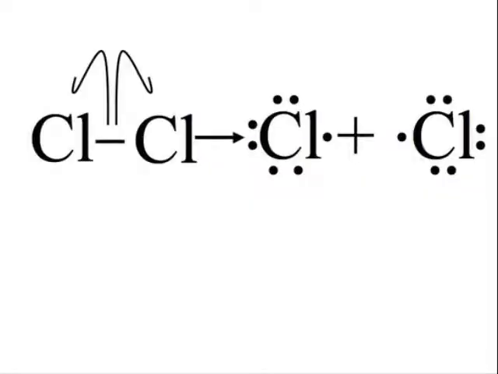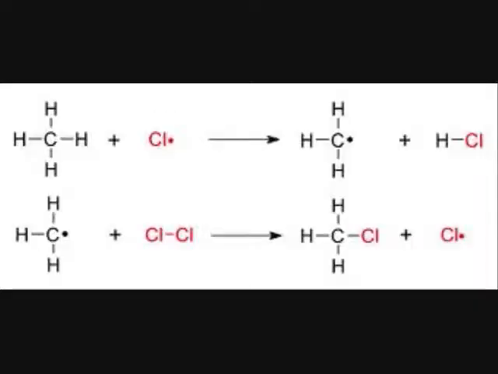First, ultraviolet light splits a chlorine molecule to form two chlorine radicals. This is known as the initiation step. The propagation steps follow. A chlorine radical reacts with methane to produce hydrogen chloride and a methyl radical. The methyl radical reacts with a chlorine molecule to produce chloromethane and another chlorine radical.